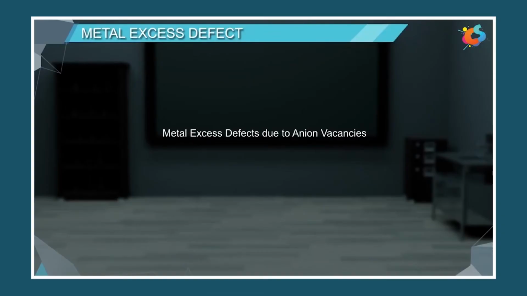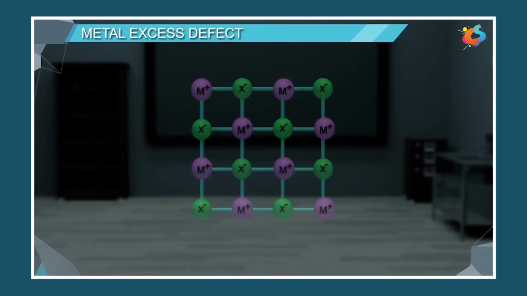Sometimes anion vacant lattice sites in a crystal may be occupied by electrons, thereby maintaining electrical neutrality, but causing a metal excess situation. Such an imperfection constitutes a metal excess defect due to an anion vacancy. Example, when a sodium chloride crystal is heated in sodium vapor, it acquires a yellow color due to the formation of non-stoichiometric sodium chloride. Here, sodium metal gets doped into the NaCl crystal.